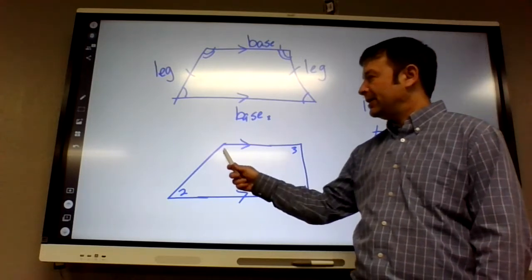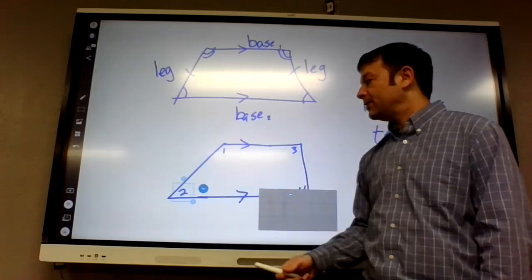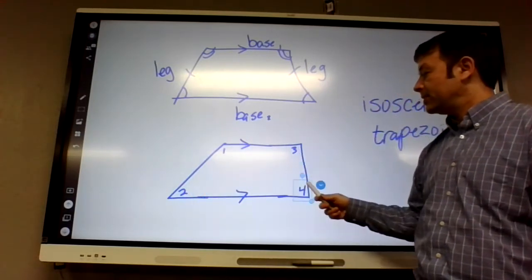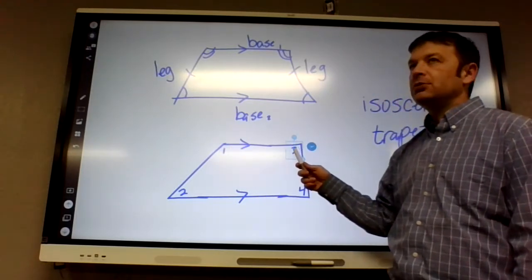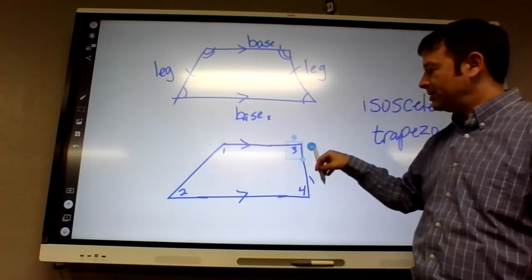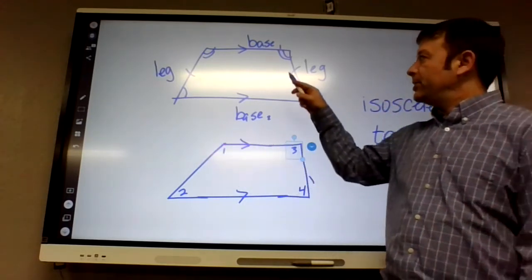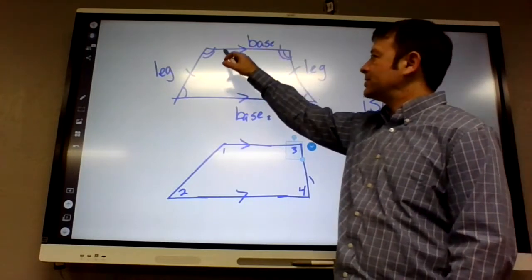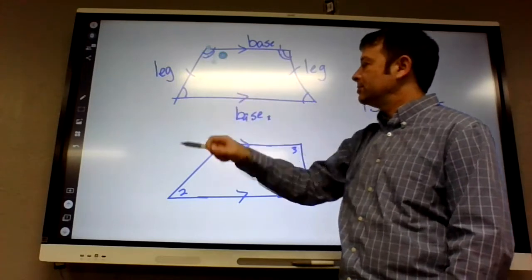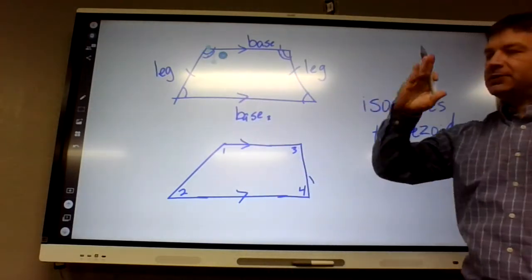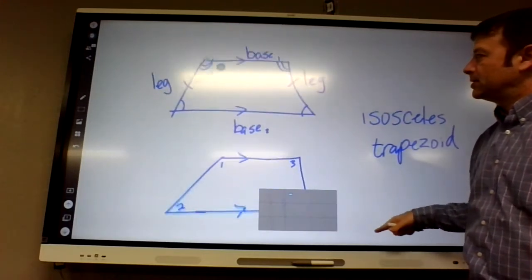So this is not an isosceles trapezoid. This isn't any trapezoid. These two angles have to add up to 180, or these two have to add up to 180. How about these two? Do they have to add up to 180? No. They will not add up to 180 because these two lines are not parallel. But up here, if it's an isosceles trapezoid, they don't add up to 180, but they are congruent, because if it's isosceles, everything's lined up perfectly. So anyway, that's a trapezoid.